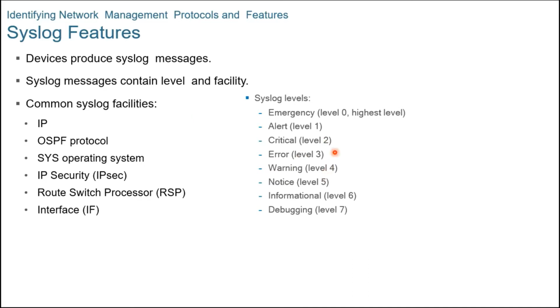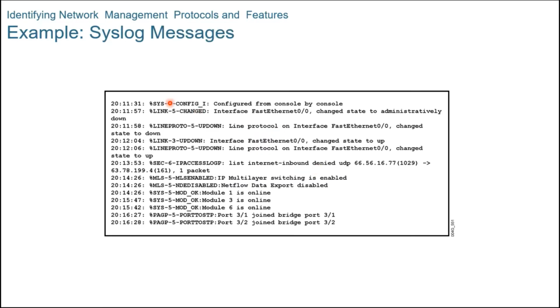Now, that severity level is denoted by these integers here. So, emergency, level 0. Alert is level 1, critical, level 2, error, level 3, and so on. Debugging is at level 7. An example of a Syslog message is provided in this figure here. It shows a sample of a Syslog message produced by the Cisco IOS software.